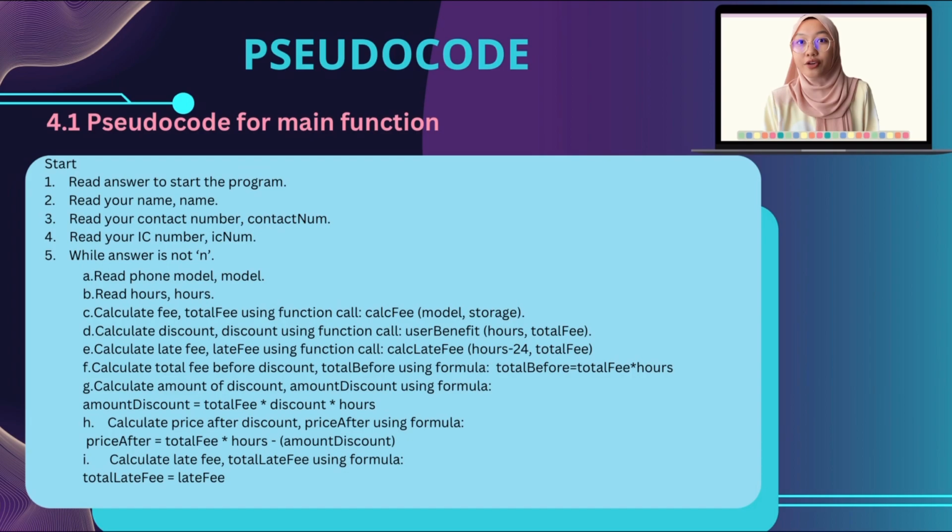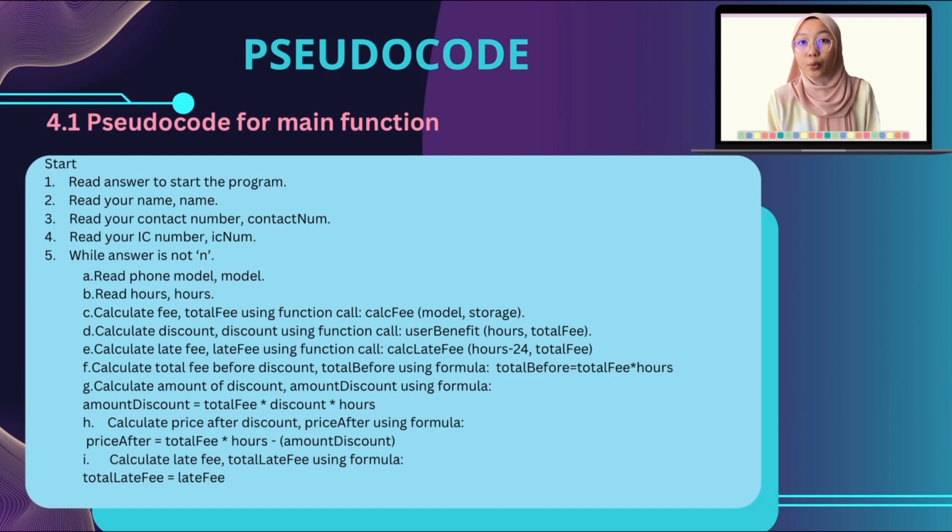Next is the pseudocode. The first one is the pseudocode for the main function. The word that must be in the pseudocode is start, and then for the input is read answer to start the program. The second one is the customer information, which are read your name, read your contact number, and read your IC number.